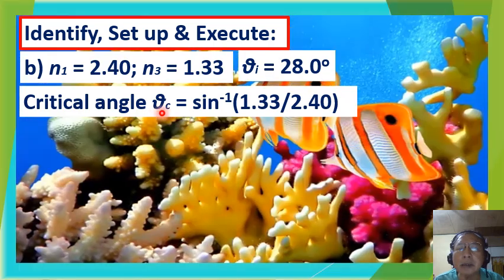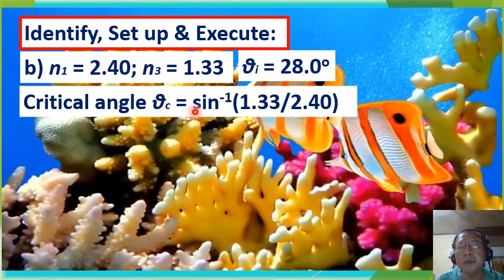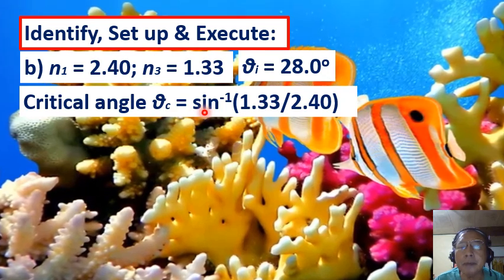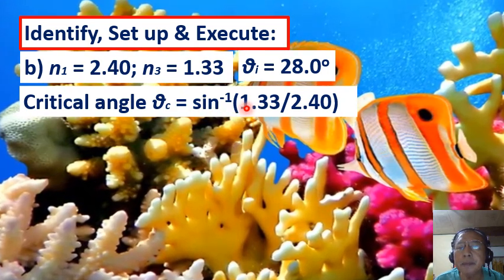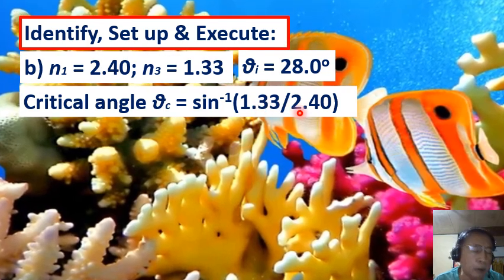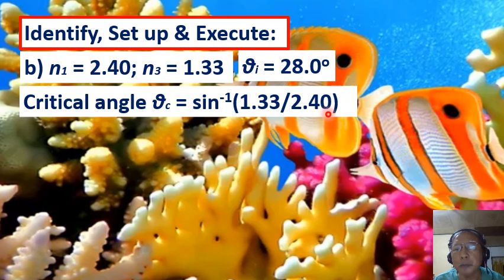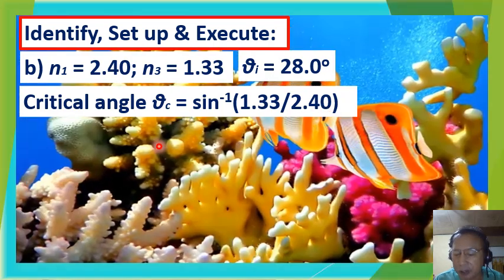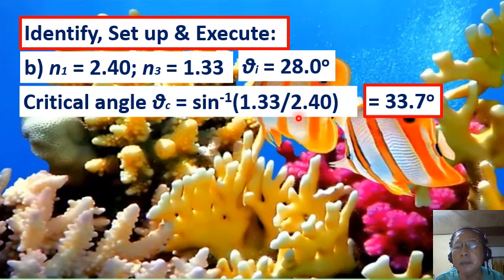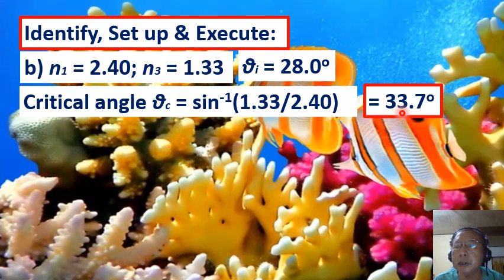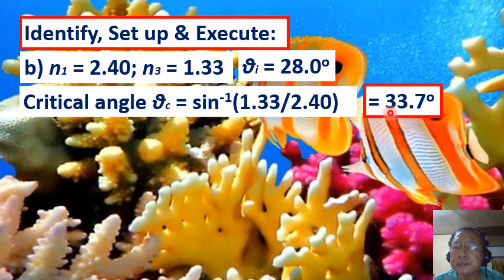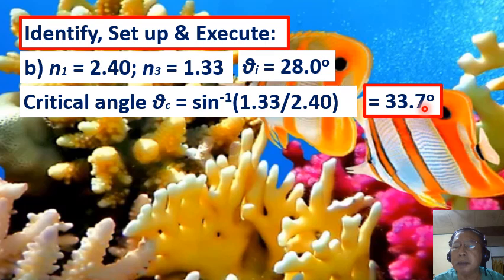computing the critical angle of diamond relative to water, using the same formula, we have arc sine of the index of refraction of water 1.33 divided by the index of refraction of diamond 2.40. So again, using your scientific calculator, we will get the critical angle of diamond relative to water equal to 33.7 degrees.